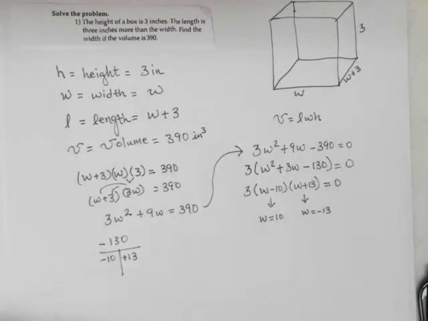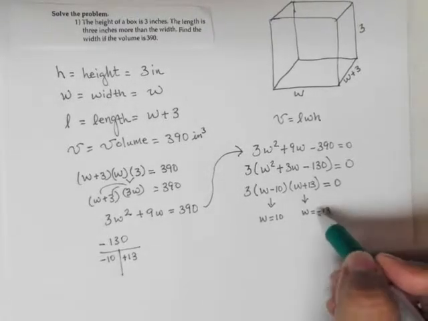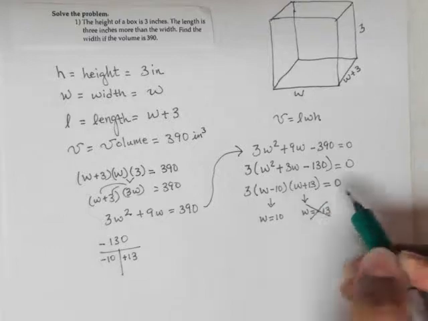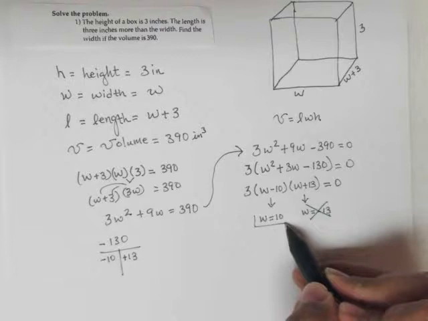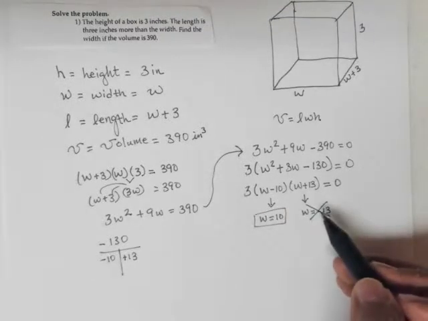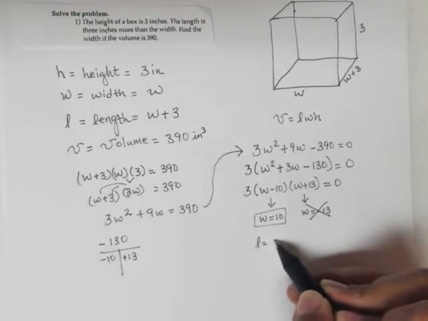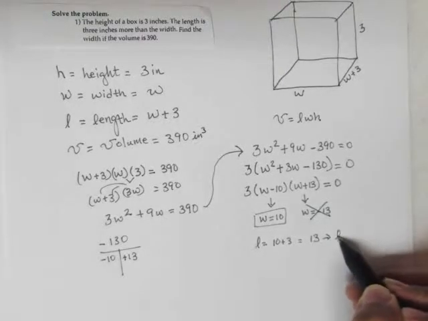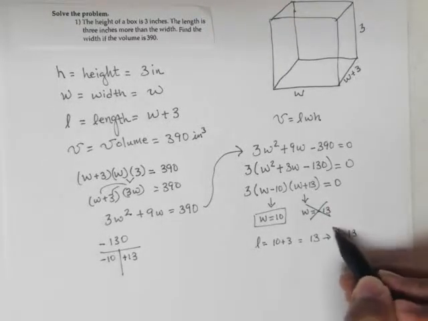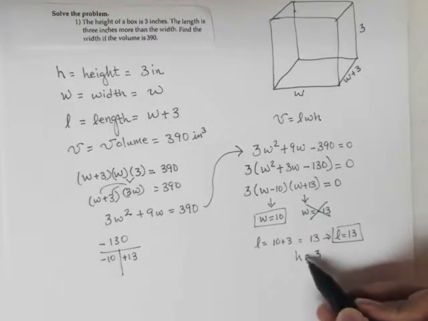Now let's stop and think about the reasonableness of our answer. Could we have a negative width? You're right, the answer is no, we can't. So let's cross that out. Our width in this case will be 10. So we're on our way to finishing up this problem. If our width is 10, then our length is 10 plus 3, which is 13. So L equals 13. And of course, we were already given our height, which is 3.